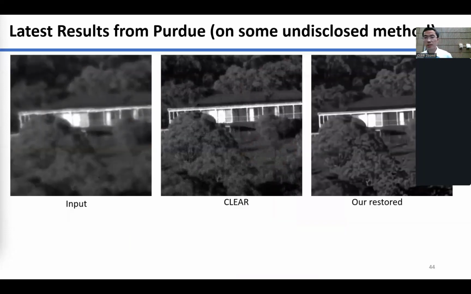Here is a comparison with a classical method, CLEAR, that's based on complex wavelet. I think if you zoom in a little bit, you can see more of the noise that is residing in this CLEAR result. We do a bit better job in terms of removing the noise.